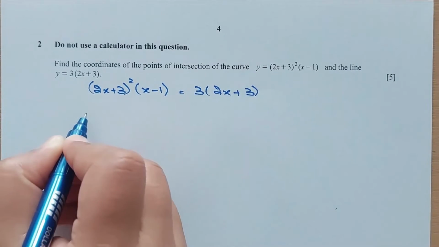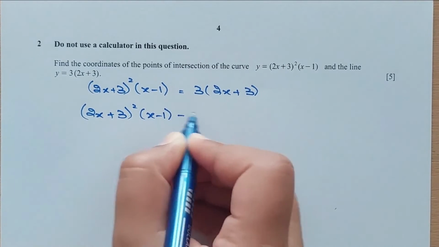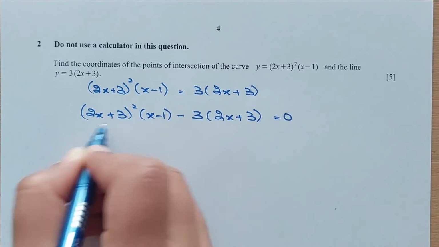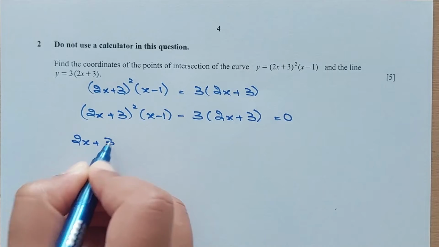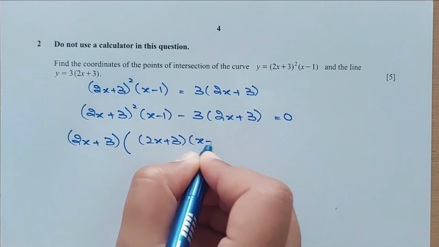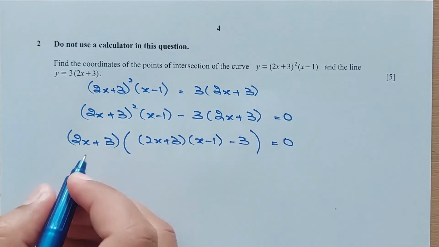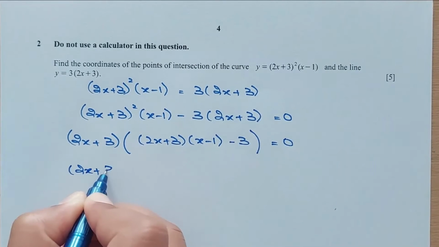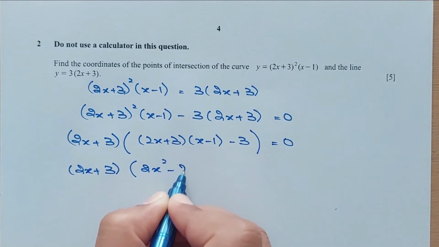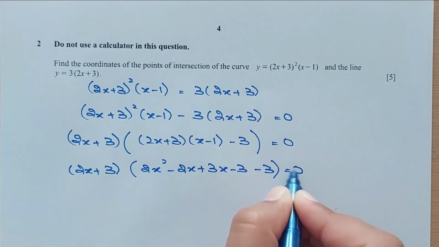Now shifting all the terms to the left side: (2x + 3)² (x - 1) - 3(2x + 3) = 0. Now 2x + 3 is common. Let me take 2x + 3 common, and in the bracket we have (2x + 3)(x - 1) - 3 = 0. So let me multiply the terms. Outside we have 2x + 3 and here we have 2x² - 2x + 3x - 3 - 3 = 0, right?